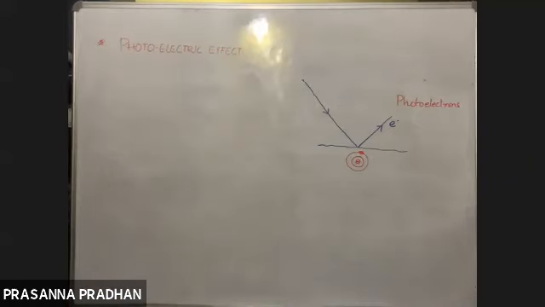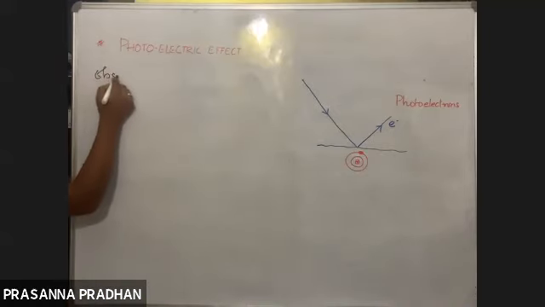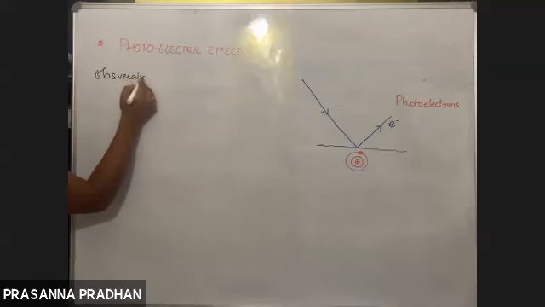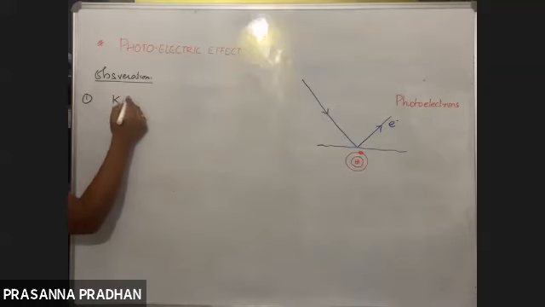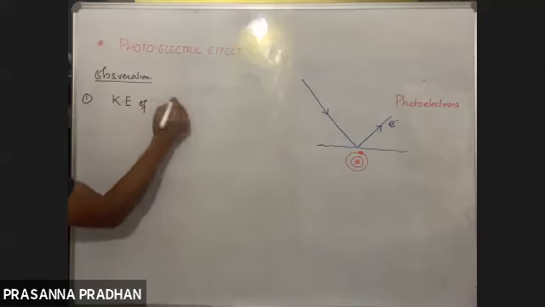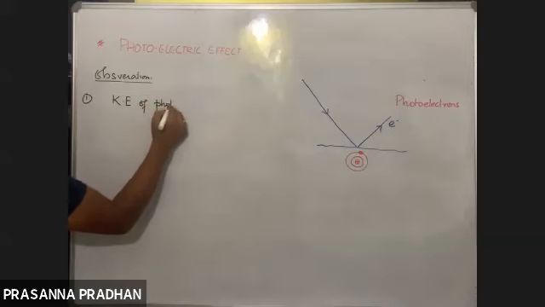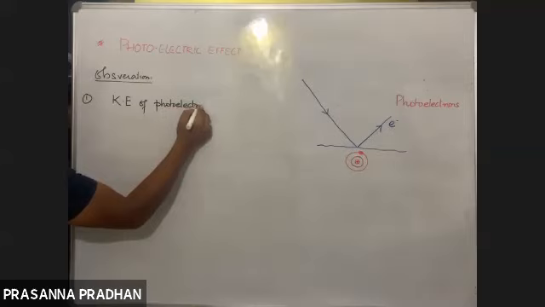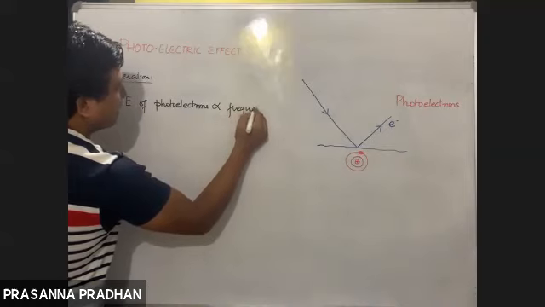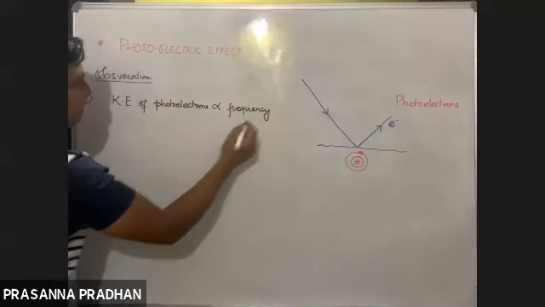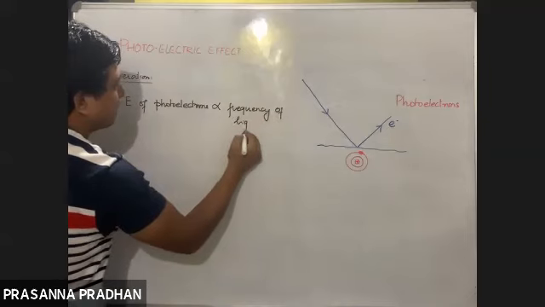Okay, so what were the observations which were made? The observations which were made during this experiment was, number one, the kinetic energy of photoelectrons was directly proportional to the frequency of light. Number one observation was this.